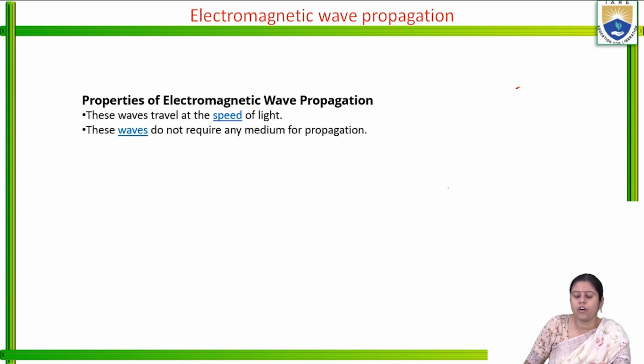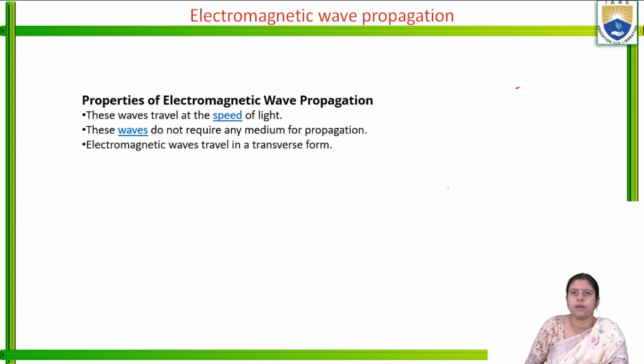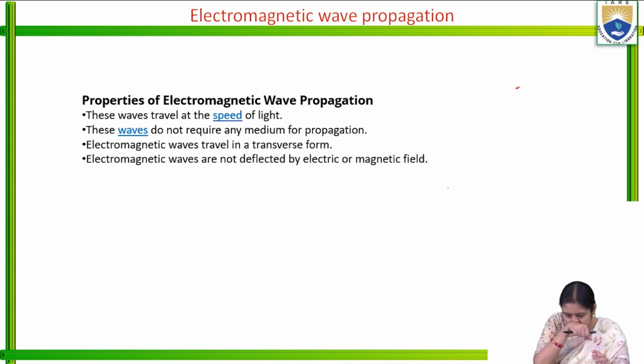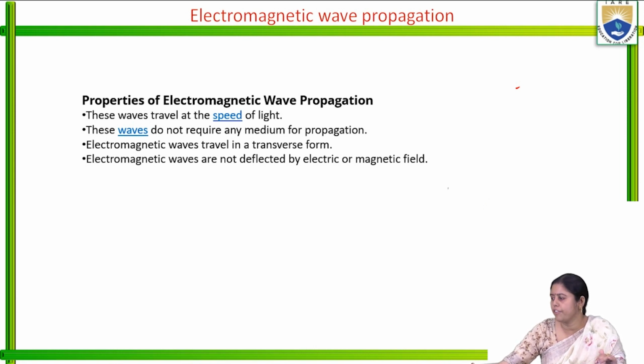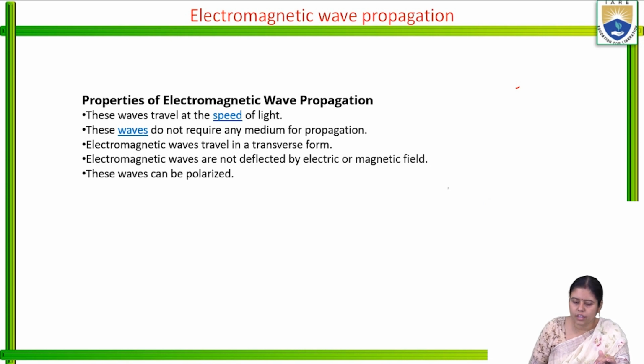These waves do not require any medium for propagation. Without any medium also, electromagnetic waves can propagate. Electromagnetic waves always travel in a transverse form. It has a E H sin theta, so it always moves in a transverse form. The electromagnetic waves are not deflected by any electric field or magnetic field. When it is moving through any medium, it will never be deflected by any electric field and magnetic field.